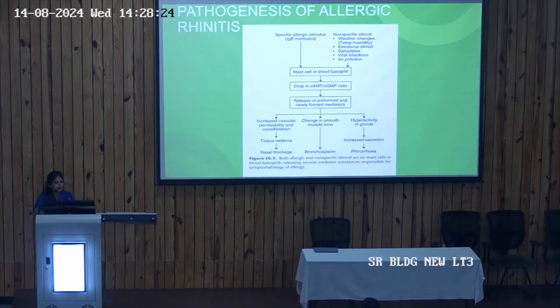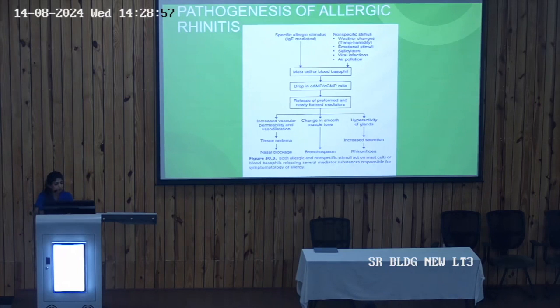So there can be a specific allergic stimulus, which is IgE mediated. Then there can be non-specific stimuli like weather change, especially in monsoon, this time period, when the humidity is very high. Then emotional stimuli, salicylates, various viral infections and air pollution. They will go and attach to the mast cell or blood basophils. Then there will be a drop in the cyclic AMP and cyclic GMP ratio, which will lead to release of all those preformed and newly formed mediators.